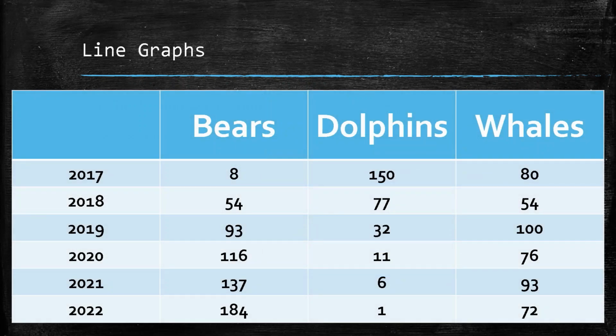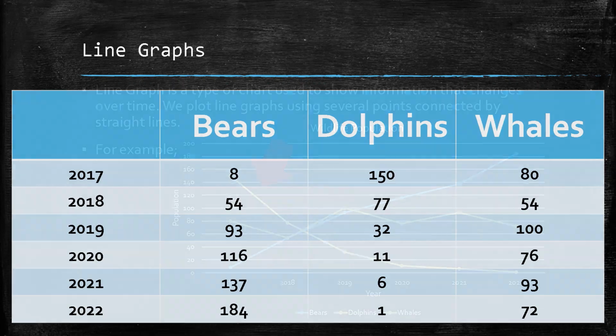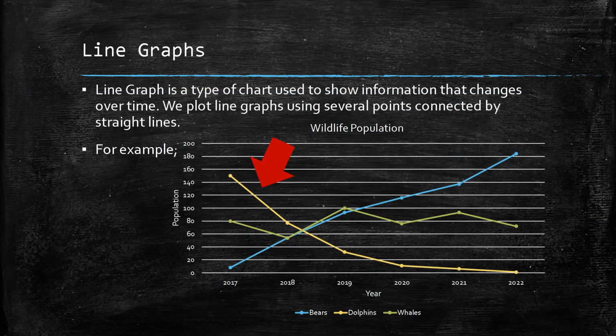Line graphs. For this graph, we cannot use our data table. Instead, we will be using a different one. Line graphs show information that changes over time. We can plot these graphs using numerous points that are connected by a straight line. As you can see, there are 15 bears in 2017, 80 whales, and 150 dolphins.